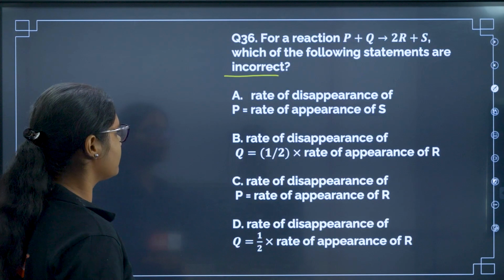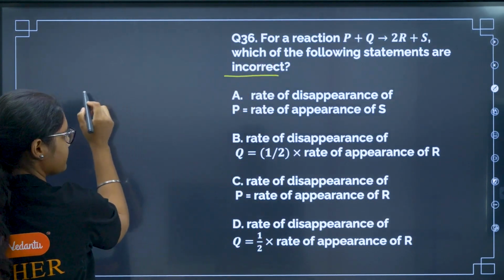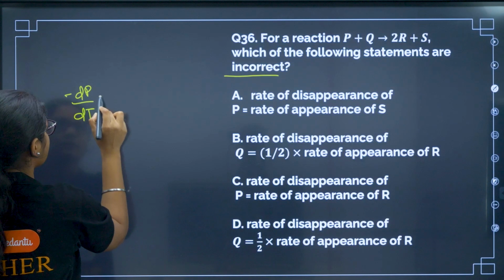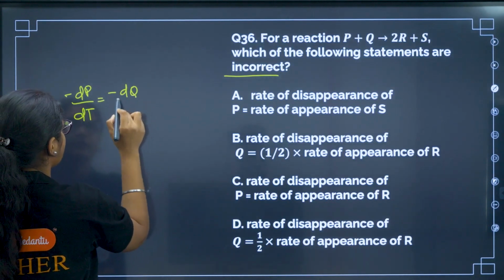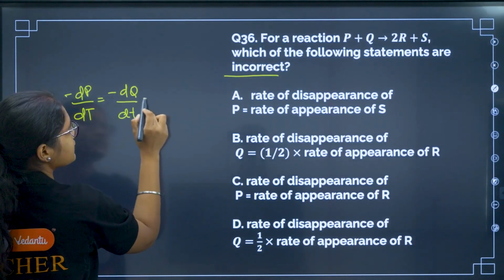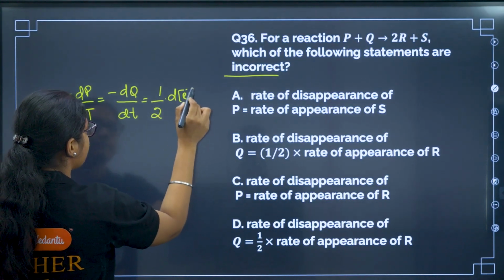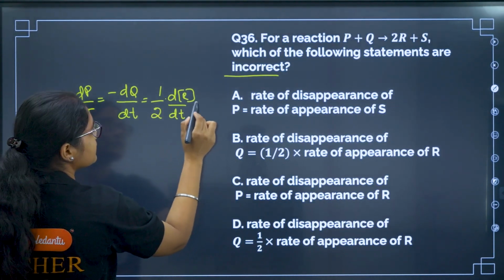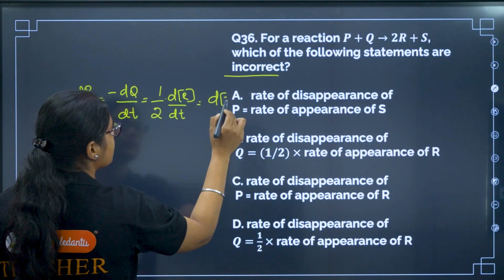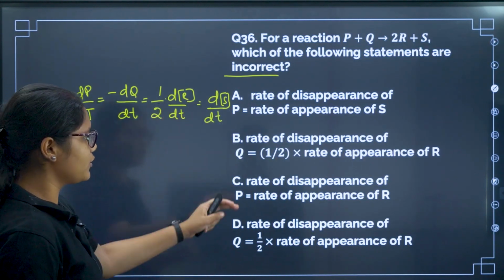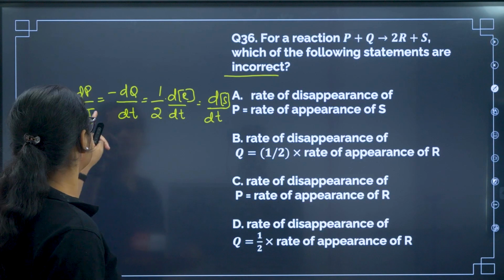Okay, so let us first write down the differential equation. Minus dP by dt is equal to minus dQ by dt is equal to 1 by 2 dR by dt is equal to dS by dt, right? Now let us check all the options. Rate of appearance of P.